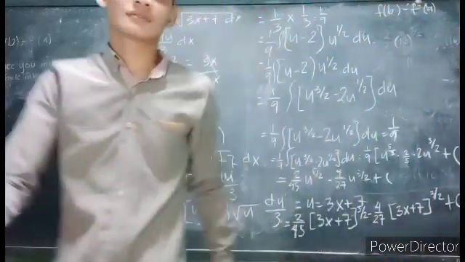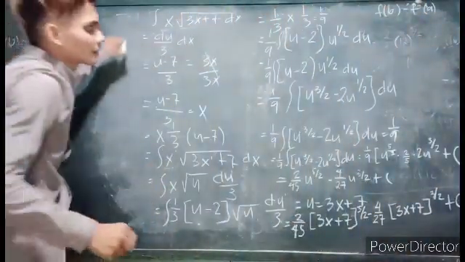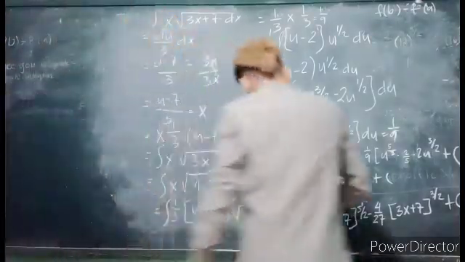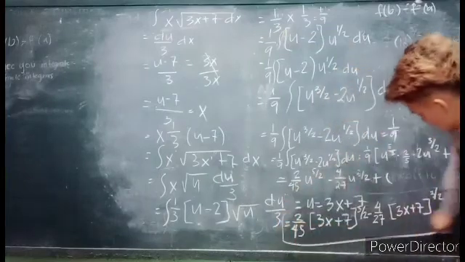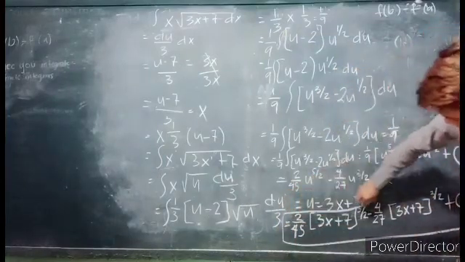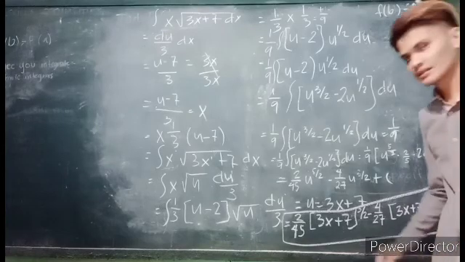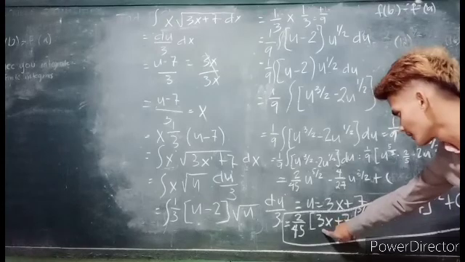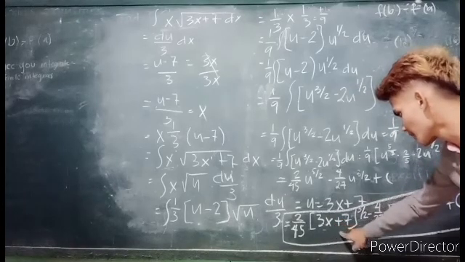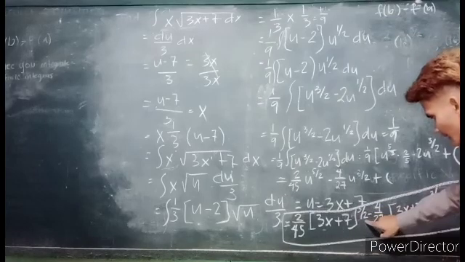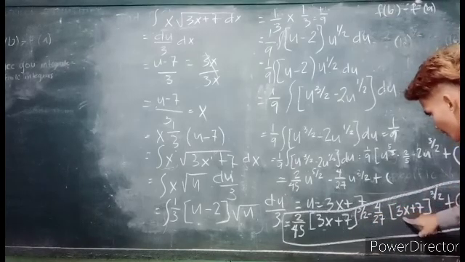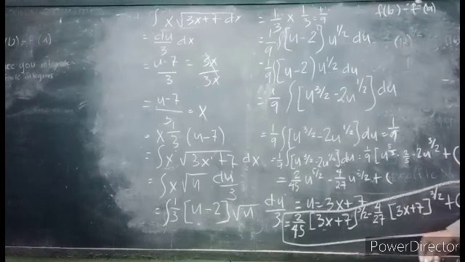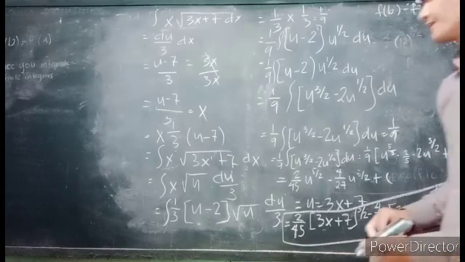So this is our final answer. 2 over 45 times 3x plus 7 raised to 5/2 minus 4 over 27 times 3x plus 7 raised to 3/2 plus c. This is our final answer.